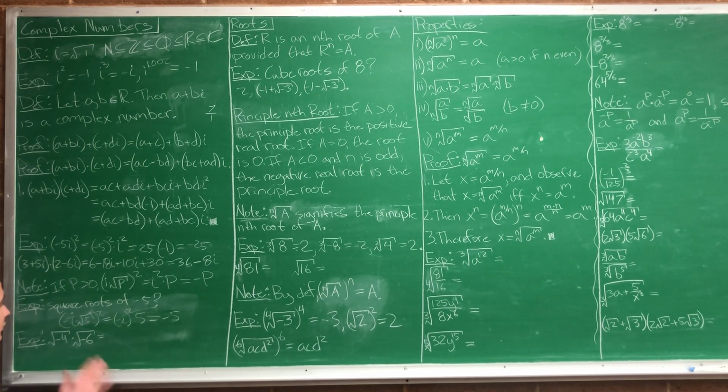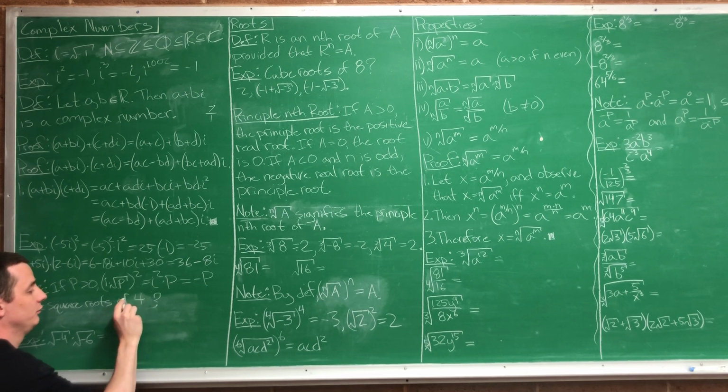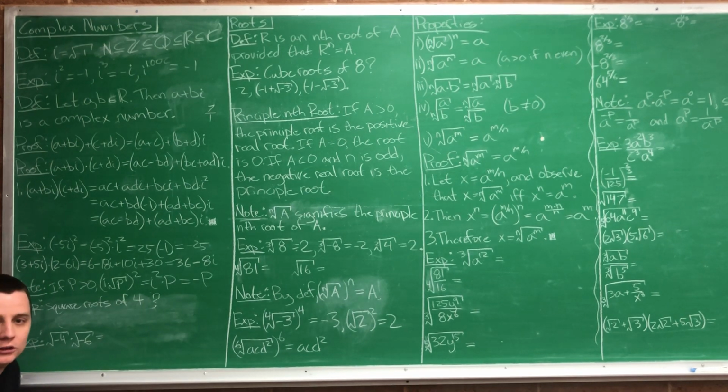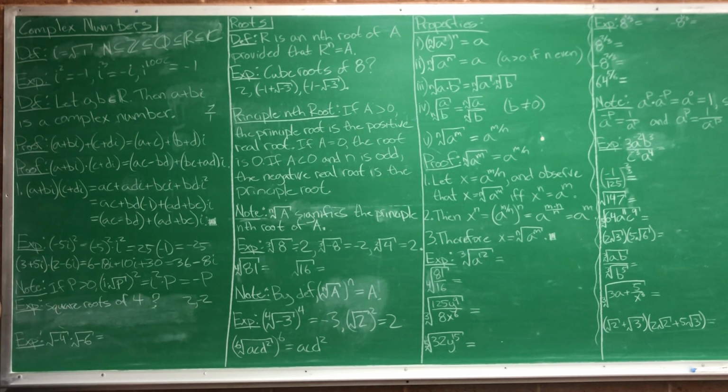Probably should have done negative 4 instead. Let's think about that one, because then we can think about the counterpart. If I say, what are the square roots of 4? First off, positive 4. What are the square roots of 4? 2 and negative 2. It only has 2 square roots, 2 and negative 2.